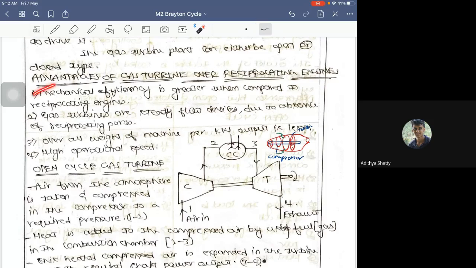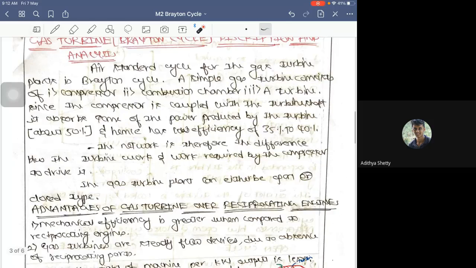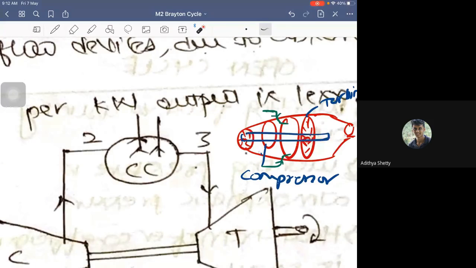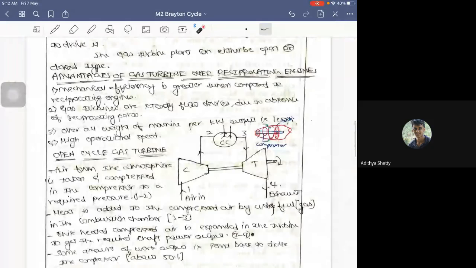Number one, the mechanical efficiency is greater when compared to the reciprocating engines. Definitely yes. I'm not talking about the thermal efficiency, which is the indicated thermal or the brake thermal efficiency you used to calculate. That is low. But mechanical efficiency is high just because it has nothing to do with reciprocating parts. There is no crank, no crankshaft, no cams, no rocker arms. All those mechanical components have just vanished away. There is a single shaft which is running the whole thing. That's why mechanical efficiency would be higher for this kind of machine.